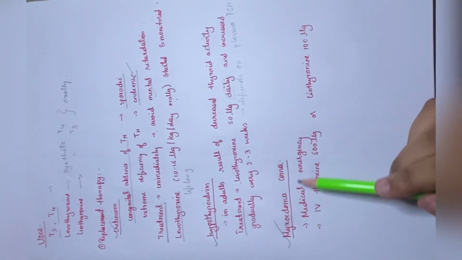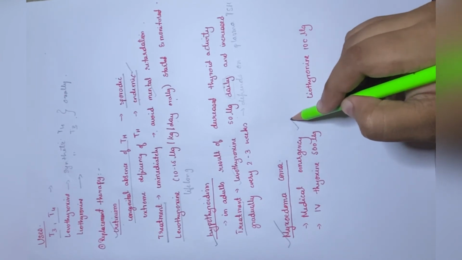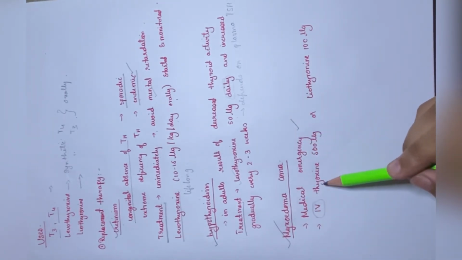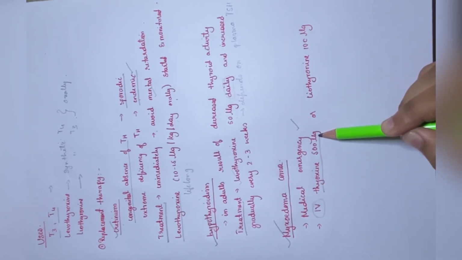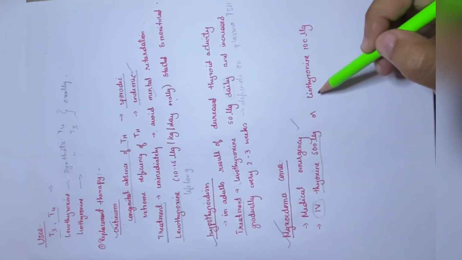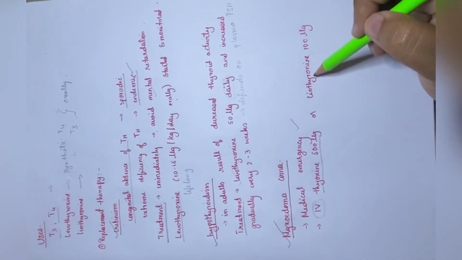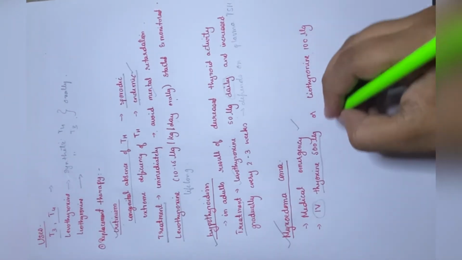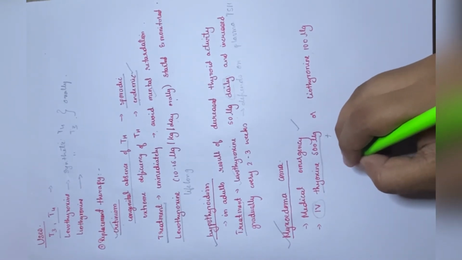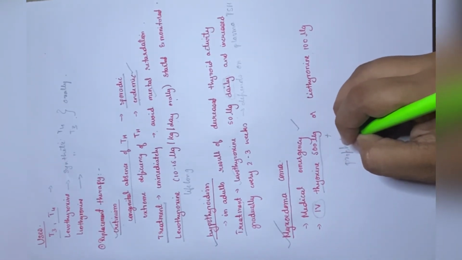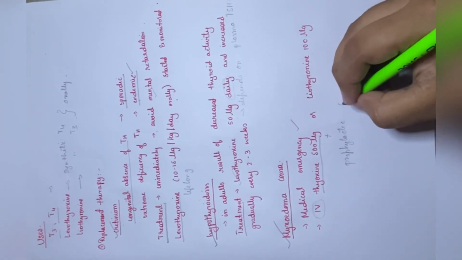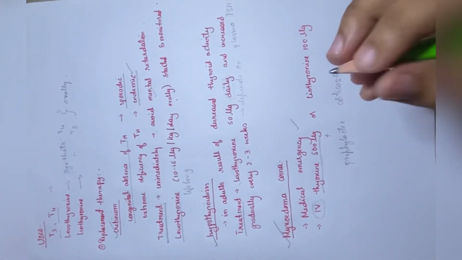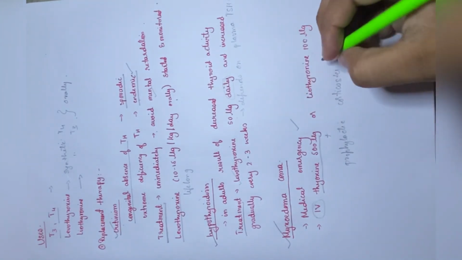And now the third condition is myxoedema coma. This myxoedema coma is a medical emergency. When there is a myxoedema coma, intravenous thyroxine 500 microgram or liothyronine 100 microgram is given, and this should be given with prophylactic corticosteroids to avoid adrenal insufficiency.